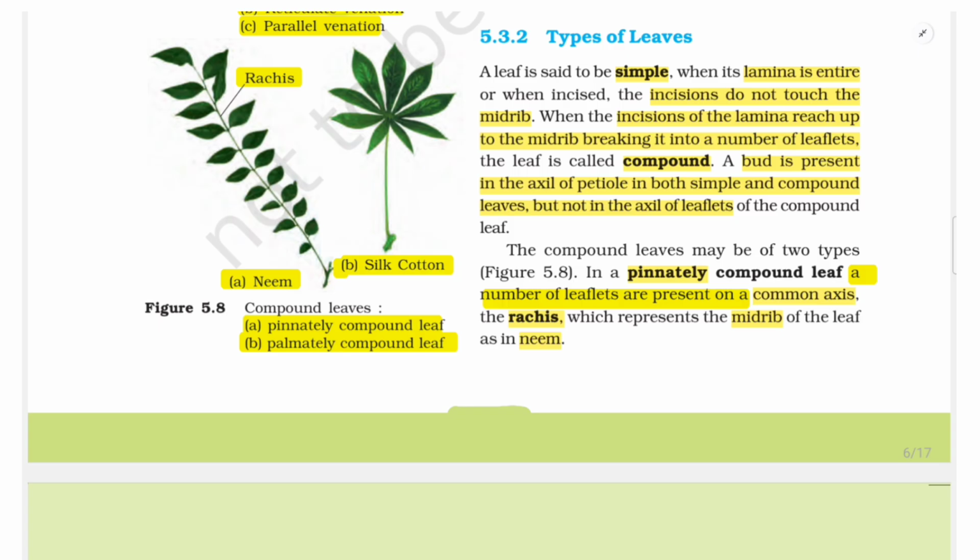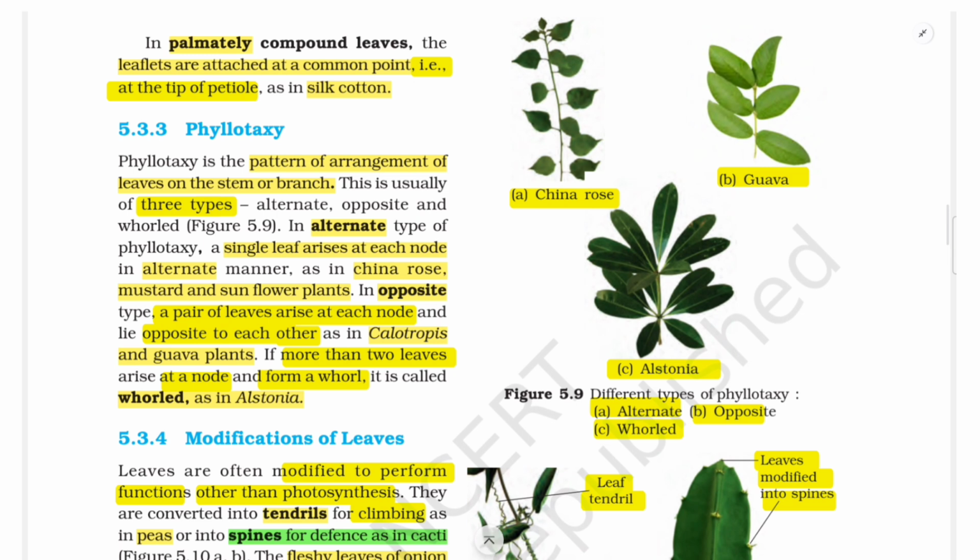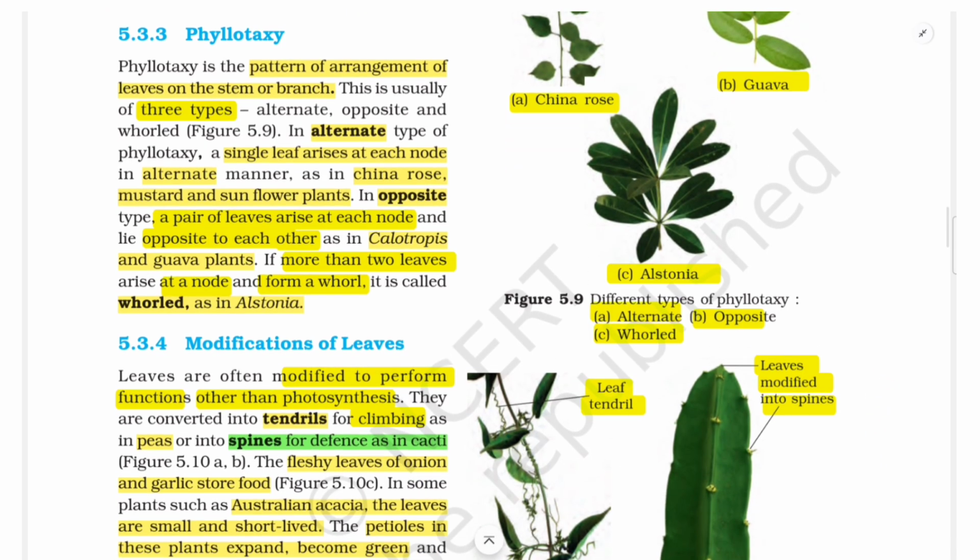A bud is present in the axil of petiole in both simple and compound leaves, but not in the axil of leaflets of the compound leaf. The compound leaves may be of two types, figure 5.8. In a pinnately compound leaf, a number of leaflets are present on a common axis, the rachis, which represents the midrib of the leaf as in neem. In palmately compound leaves, the leaflets are attached to a common point, that is, at the tip of a petiole, as in silk cotton.